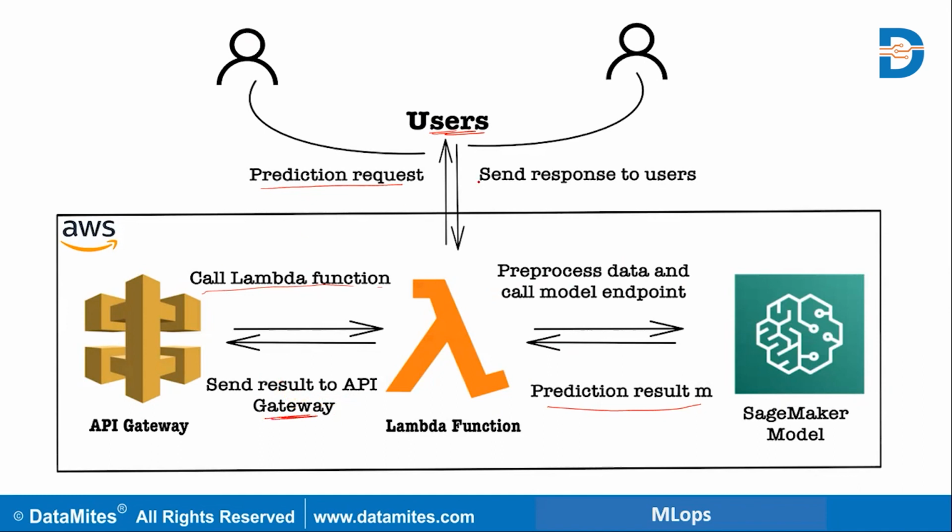Then after that, the result will be given to the users. It will send the response to the users, so the predicted output will be given to the users. This is how the deployment will work in the AWS environment.